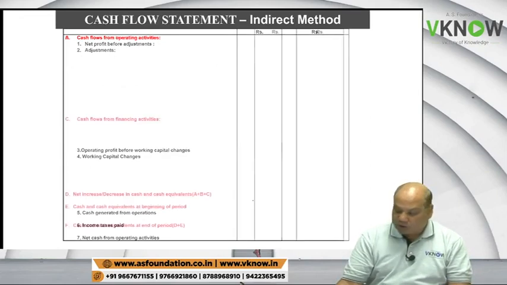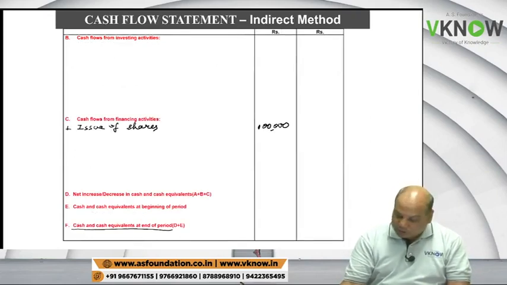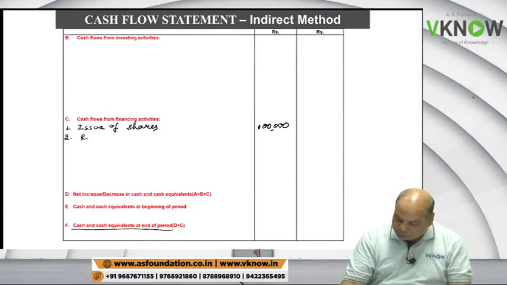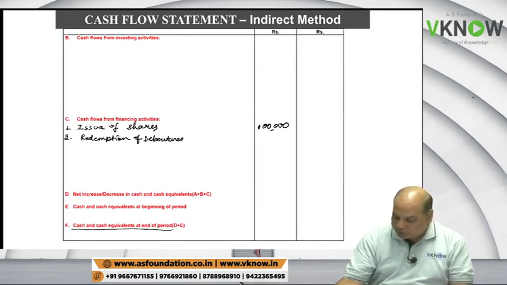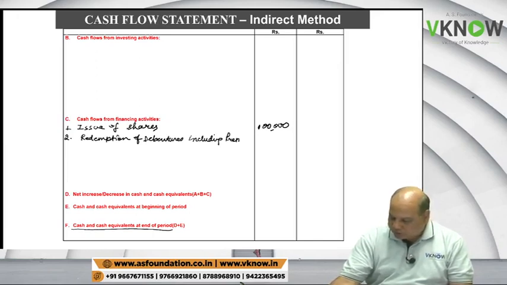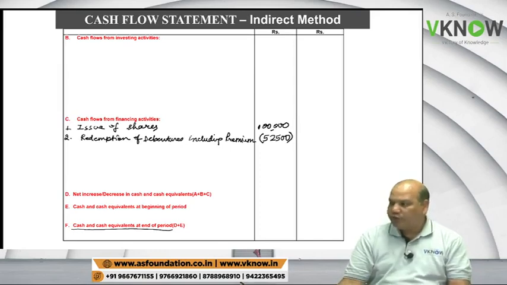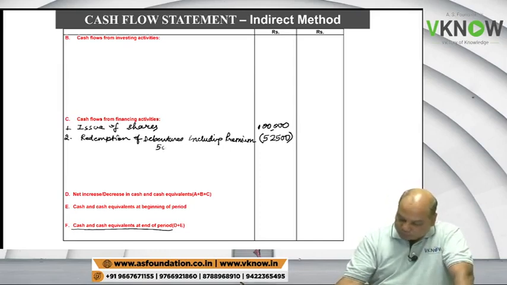And then we'll go to financing activity. In financing activity, write down point number 2, redemption of debentures including premium. In bracket write 52,500, that is 50,000 and 5% premium, 52,500.